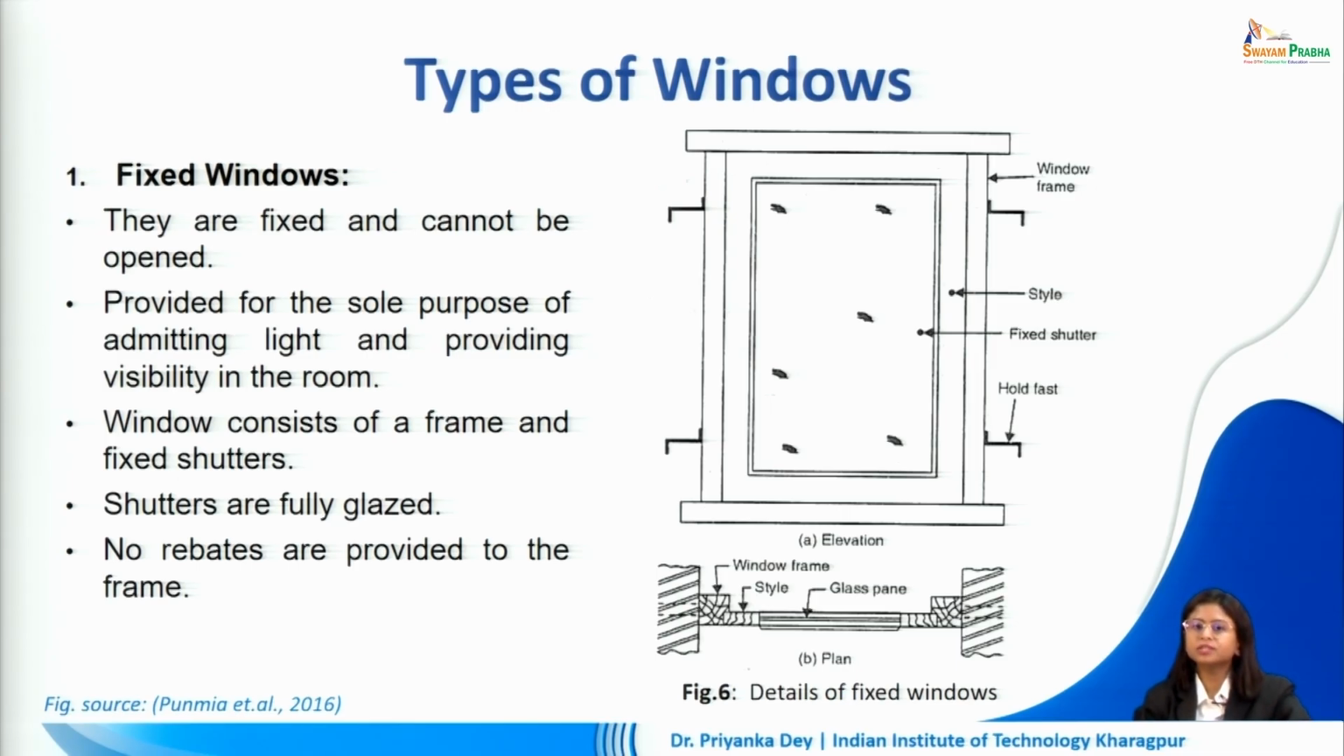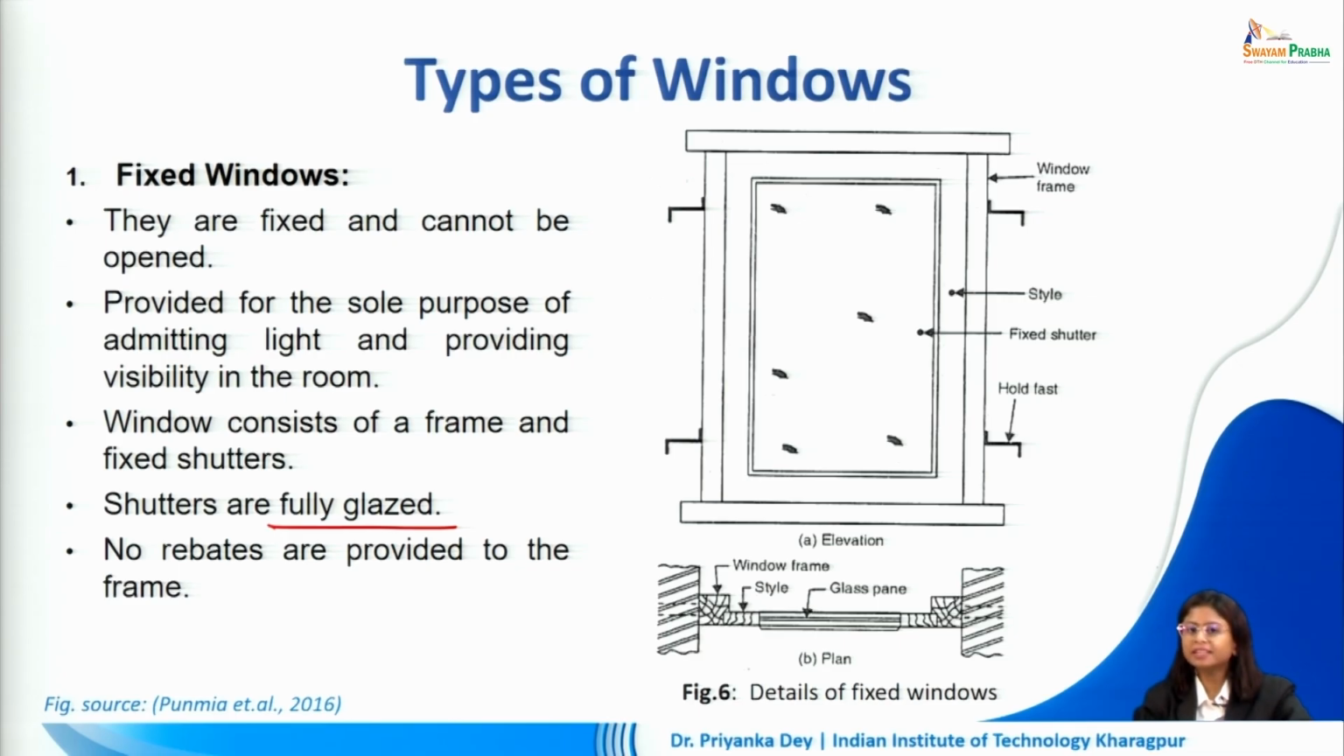The window consists of a frame and fixed shutters. The shutters are fully glazed. Now, we do not want to provide a fixed window with opaque shutter, right? Because the whole purpose is to have visibility, because ventilation is not one of the functions this window is going to perform. So we definitely want to give a fully glazed fixed window.